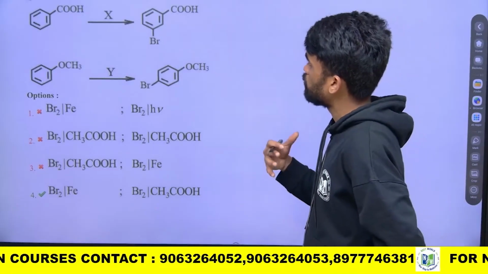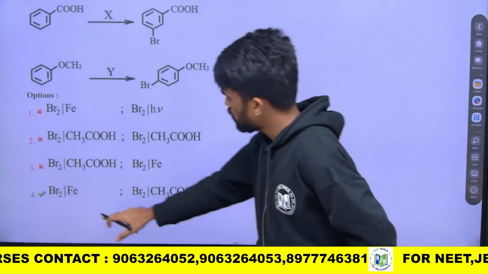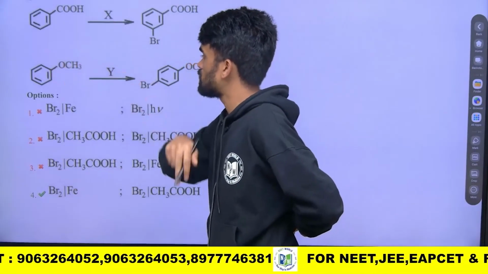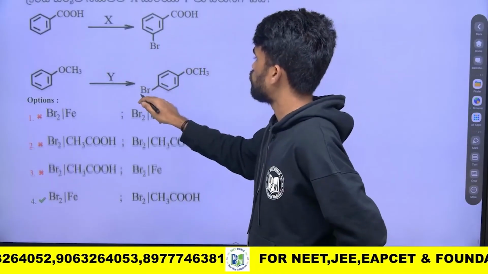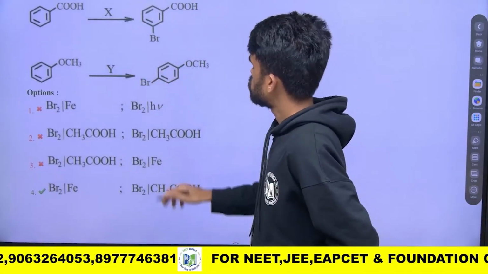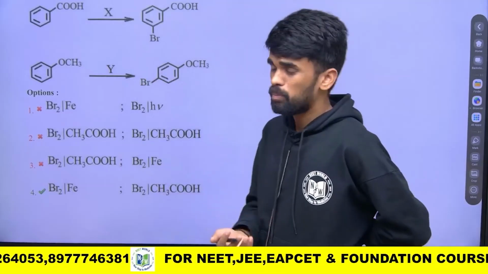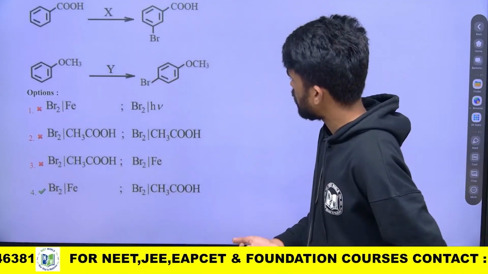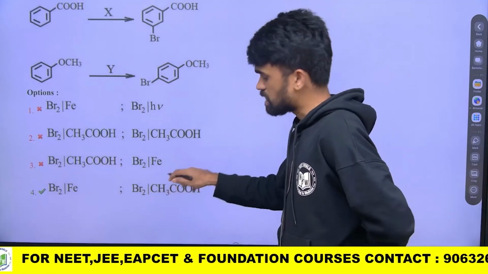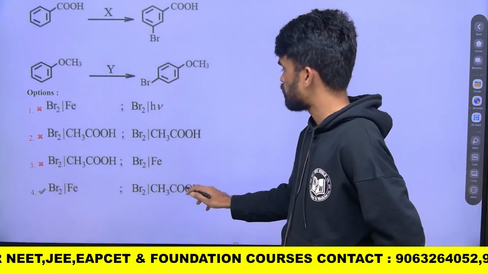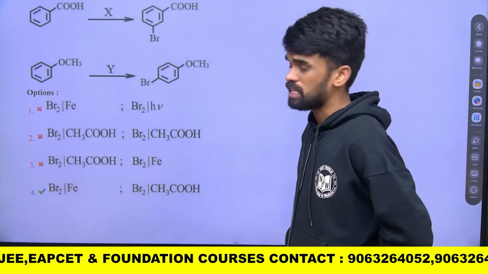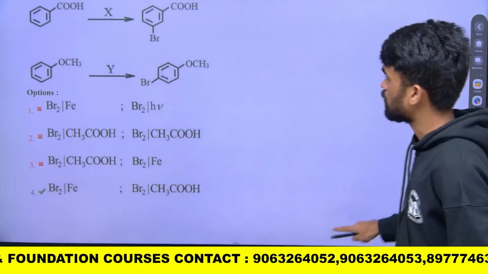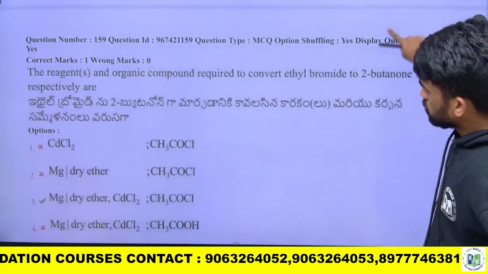So in the next one, bromine, Br2, with iron for the first option. Here the methoxy group is an electron releasing group that will direct the electrophile to the para position. We can use bromine with some iron metal, or an acidic medium. The most appropriate one is bromine with acetic acid. So bromination takes place at the para position, so the 4th option is correct for this.